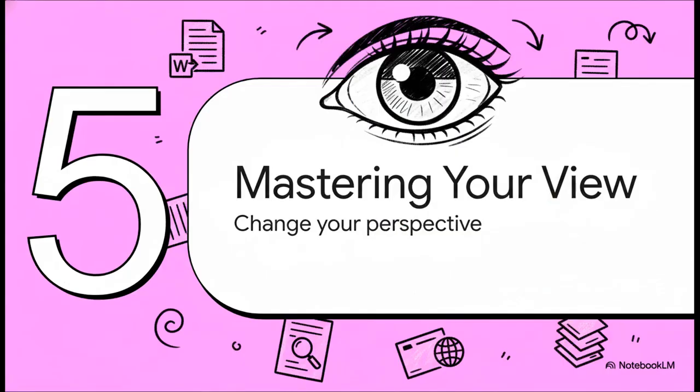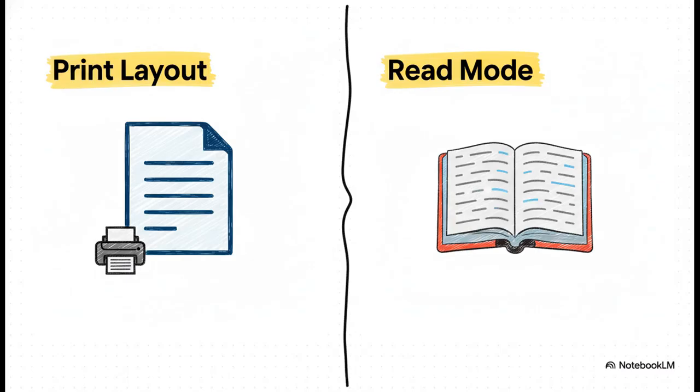Okay, one last core concept, and we're on the home stretch. It's not just about what you write, but also about how you see it. So let's talk about changing your view. Most of the time, you're probably going to be switching between two main views. The default is Print Layout. That's your what-you-see-is-what-you-get mode for editing. But when you're done writing and you just want to read through your work, you can switch over to Read Mode. It hides all the toolbars and makes the text super easy to read on your screen.